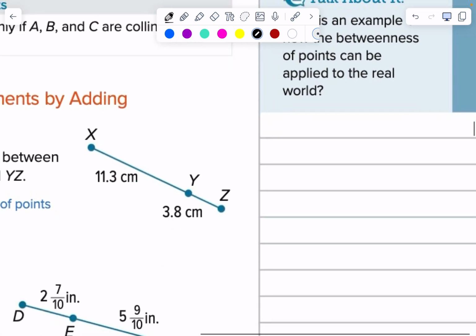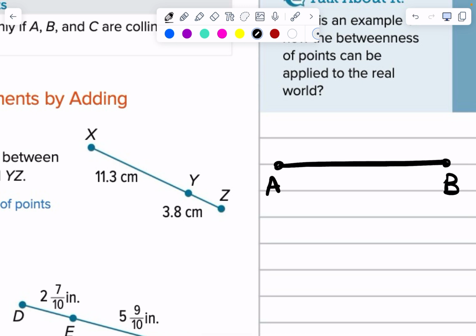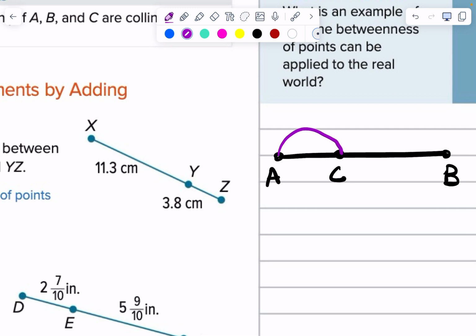I'm going to draw you a picture over here in the corner. Let's say A is here and B is here and C is in the middle, but not necessarily in the middle, right? It's in between them. Here is what the betweenness of points says. Whatever this length is from A to C, if I add it to whatever this length is from C to B, that will give me the length of the whole thing. So if this is 2 and this is 5, the whole thing is 7.